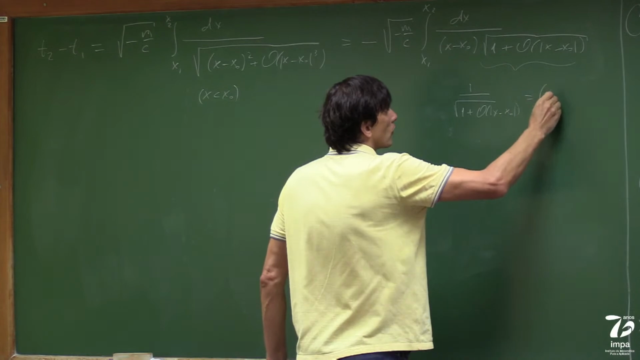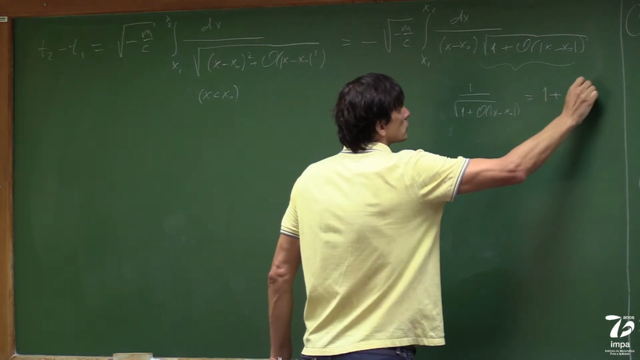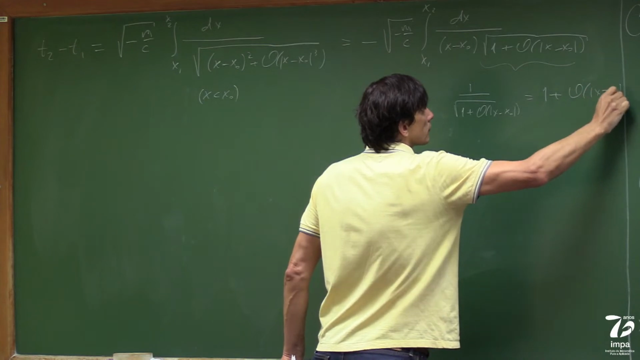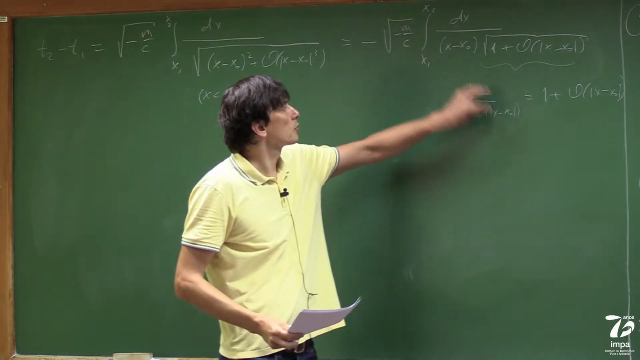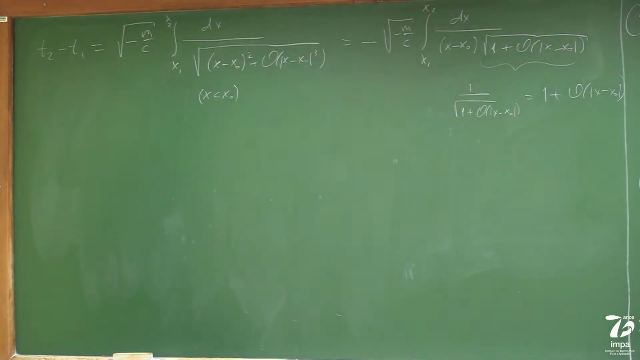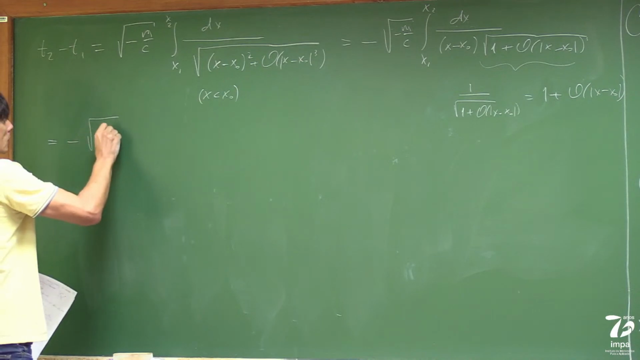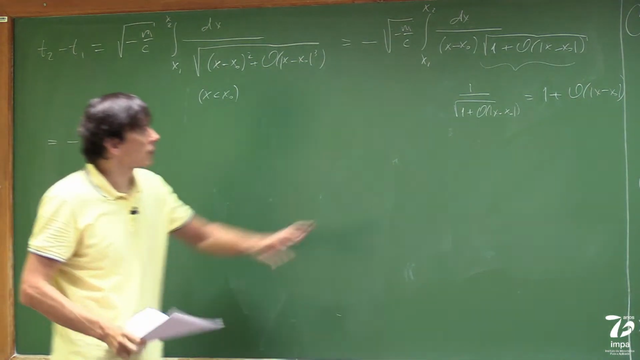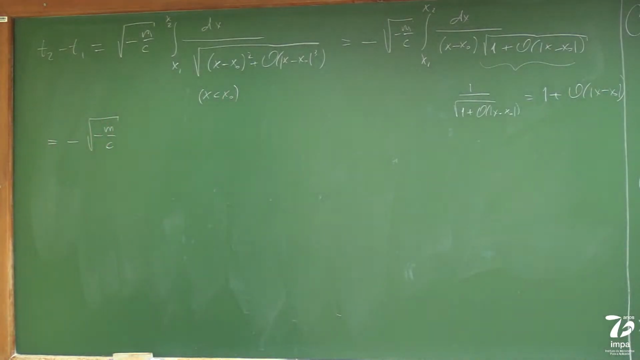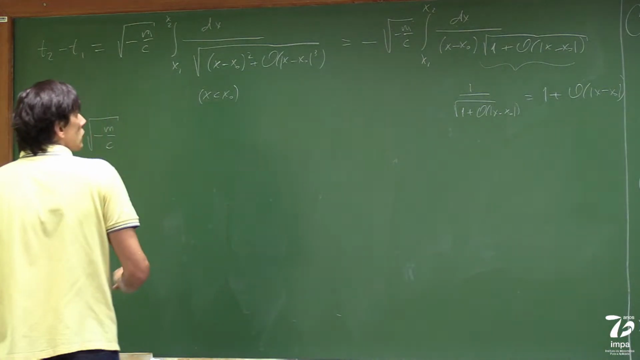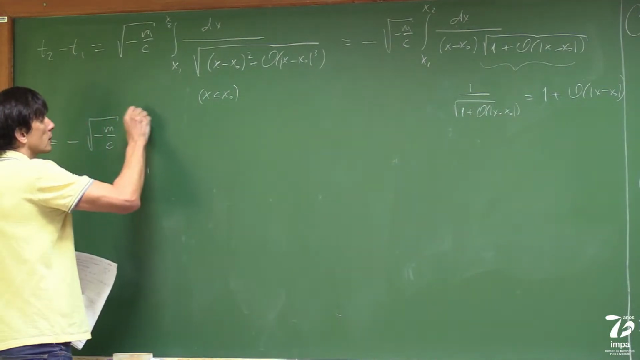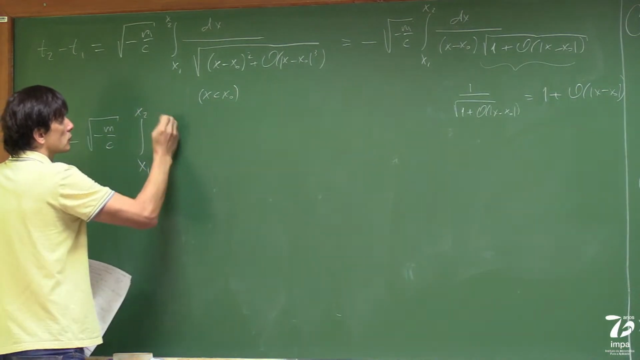You can write it as 1 plus small correction. Doesn't matter where you put the small correction, it's always small. That's a fact from calculus. I think if you take a course of analysis on the line, you will see it. So the result we have is like this, dx.